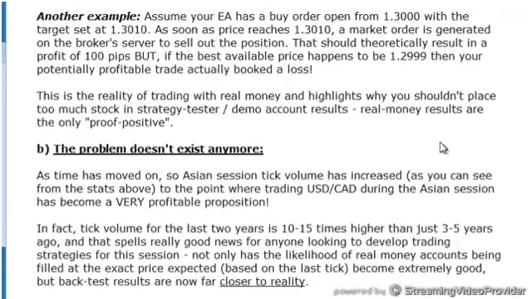Today the problem doesn't exist. That's where profitable opportunity comes. As time moves on, the Asian session volume increased for USD CAD. Tick volume for the last several years is 10 to 15 times higher than just 3 to 5 years ago. That's a huge opportunity for anyone looking to develop trading strategies for the Asian session. Not only has the likelihood of real money accounts being filled at the exact price expected, based on the last tick, become extremely good, but backtest results are now much closer to reality.